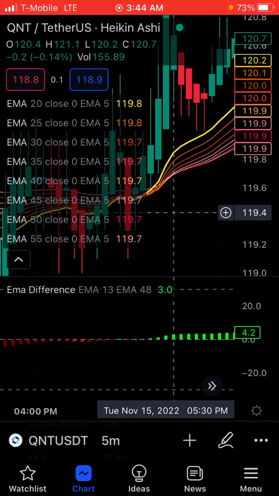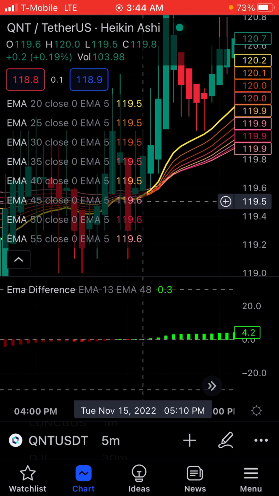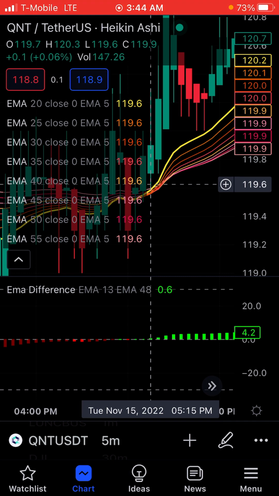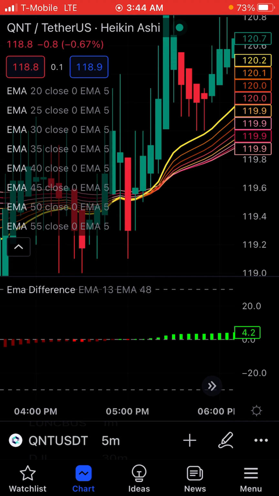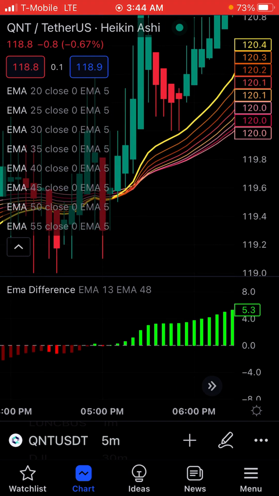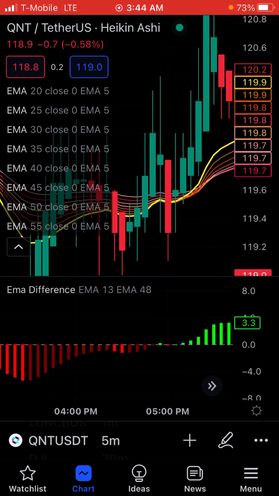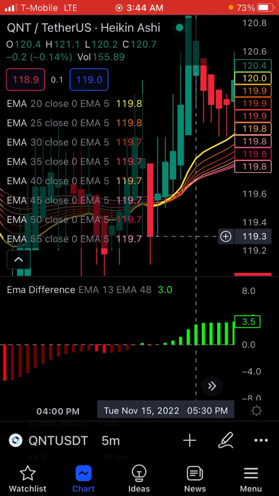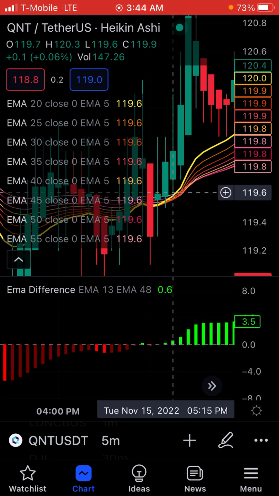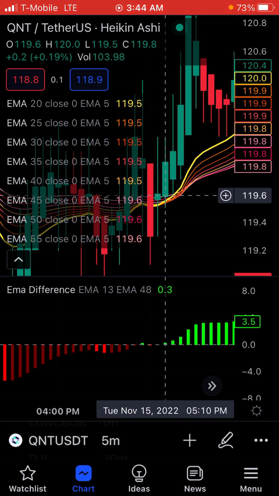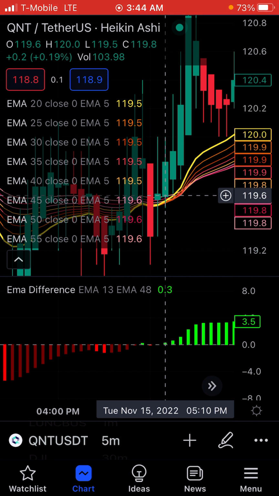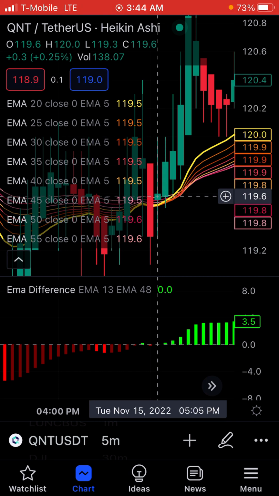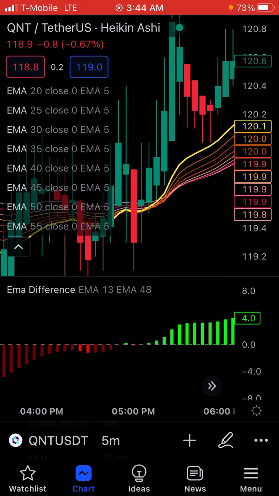We see the 20 EMA on the bottom there, and it's passing through the 55. So what you want to look for is down here with your 13 and 48 to check on both sides. The 20 EMA has to pass the 55, and you have to see a little green bar right there. So that's a good indication that it's going to start going up.